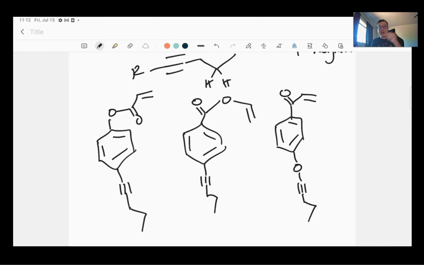The reason, by the way, we can't put it on the other side of the alkyne is because then we would not see 2.5, we would see about 3.7 or so as our chemical shift. So it's going to be one of these 3.